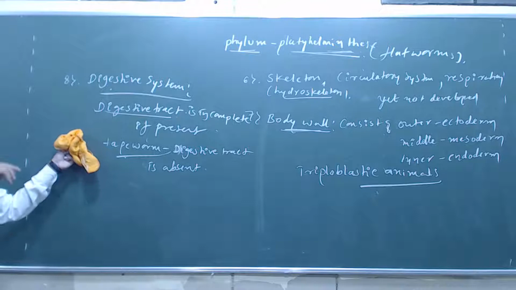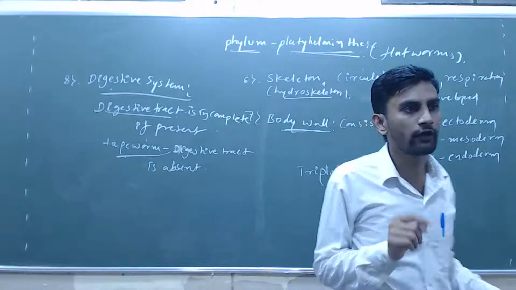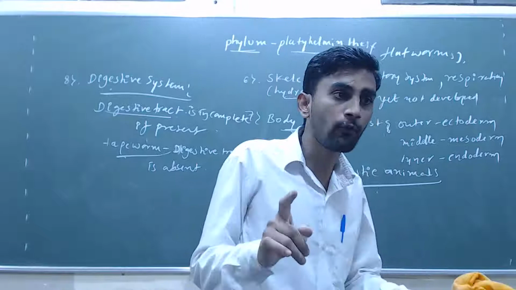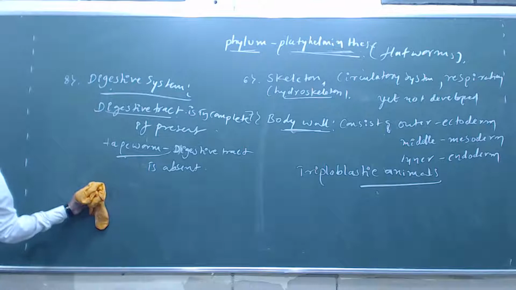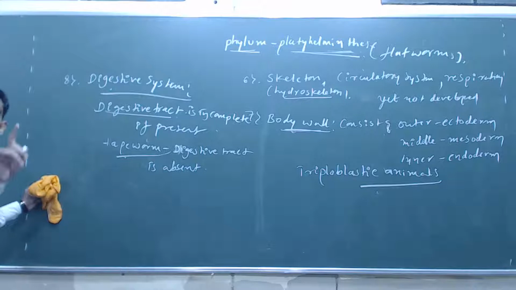What about the digestion process then? I have already told you that in ctenophores and ciliates, digestion is both extracellular and intracellular. So what about the digestion process here? Intracellular digestion, within the cell only. Just remember, digestion is intracellular. So this is one line of information about the physiology part, starting with the digestive system. Are you getting my point?